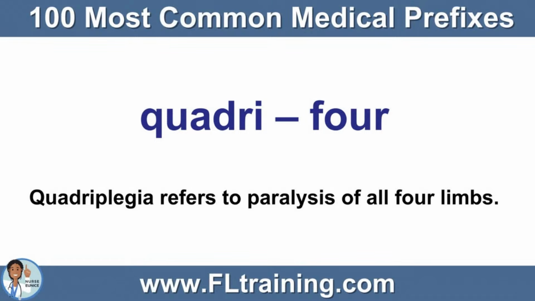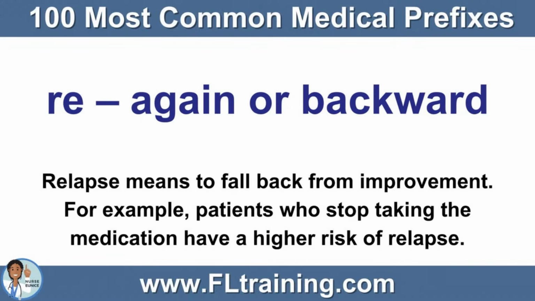Quad or quadri means four. Quadriplegia refers to paralysis of all four limbs. Re means backward or again. So a relapse means to fall back from improvement. For example, patients who stop taking their medications have a higher risk of relapse.